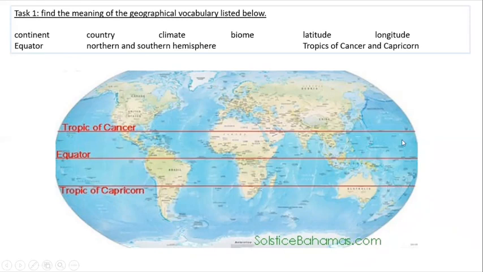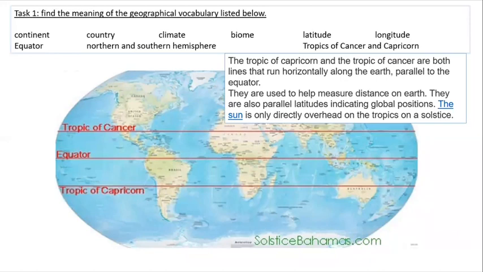So they help us position other things on Earth, so not just looking at the northern hemisphere or the southern hemisphere, but splitting the Earth into smaller sections to help us place things and look at the distance. So it says here that the Tropic of Capricorn and the Tropic of Cancer are both lines that run horizontally along the Earth, and they're parallel to the equator.